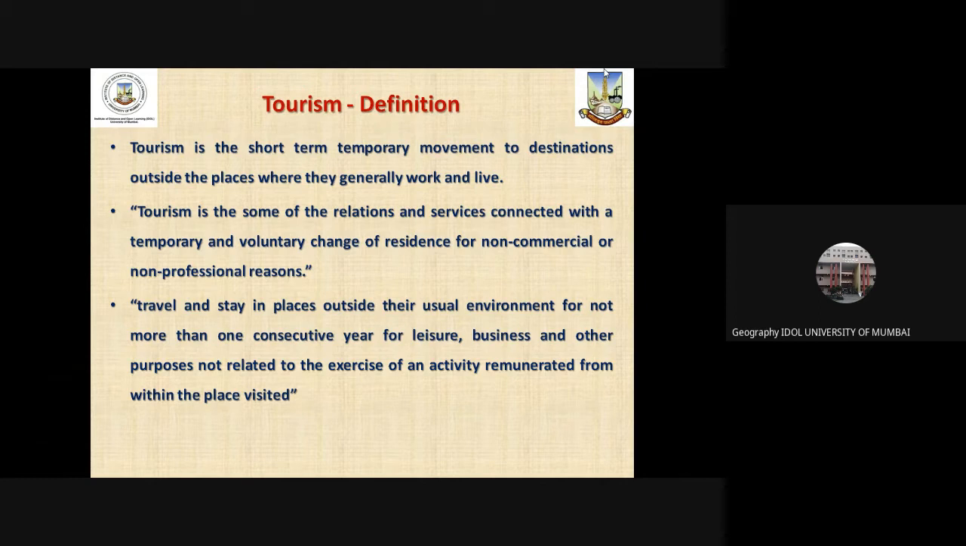They travel and stay in places outside the usual environment for a short time period in order to enjoy leisure, business and other purposes not related to the exercise of an activity for which they are remunerated from within the place of visit. And therefore, all kinds of movements that are associated with non-commercial and non-economic activities by people away from their regular routine places can be termed as tourism.